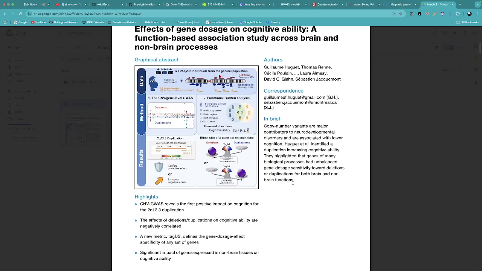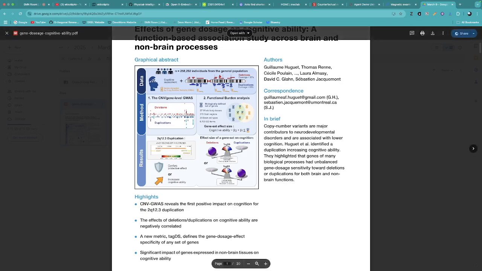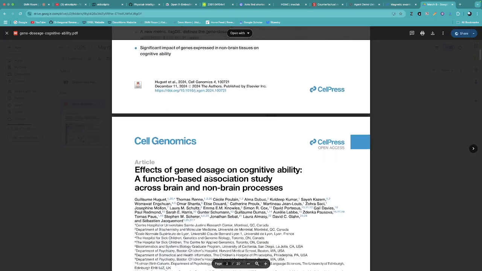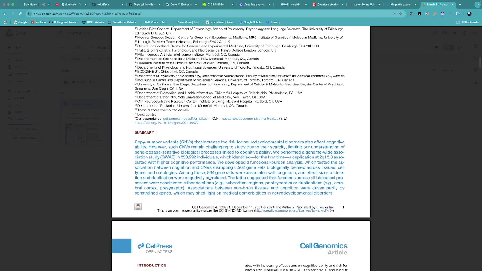So sometimes alleles are deleted, sometimes they're duplicated, and then you look at those two classes, you annotate those genes, and then you look for different reasons why they might be duplicated. Does it increase cognitive ability? Does it confer a protective effect? And then you look at the effect size of this gene set on cognition. So you look at what deletions and duplications give you, and this tag DS method, which let's take a look at the abstract to learn more about.